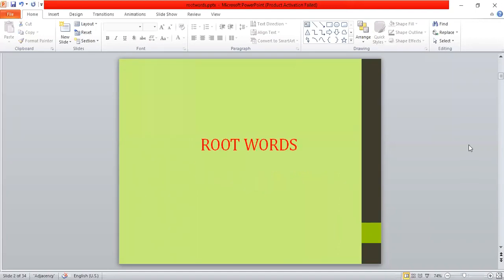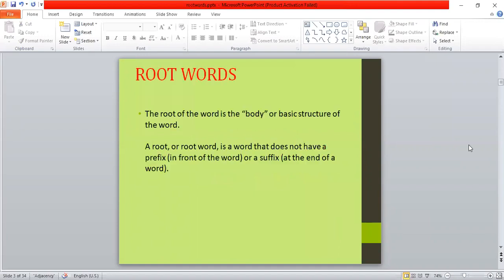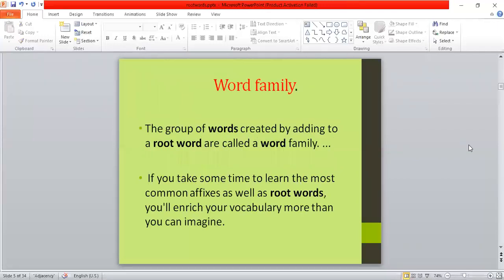Our topic for today is root words. The root of a word is the body or basic structure of the word. A root or root word is a word that does not have a prefix in front of the word or a suffix at the end of a word. The group of words created by adding to a root word are called a word family.